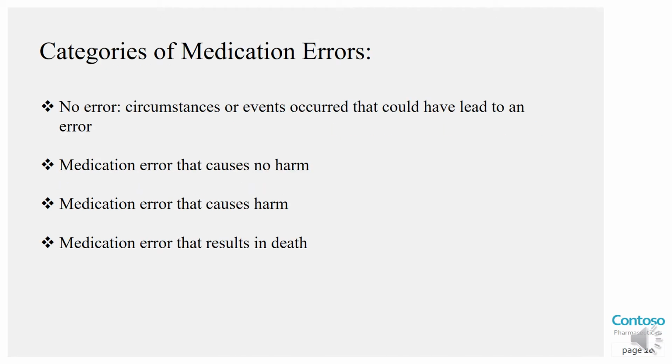So medication errors are considered to be any preventable event that could lead to inappropriate medication use or harm. There are categories for medication errors. The first one would be no error, although circumstances or events occurred that could have led to an error. So this is also a near miss event. Medication error that causes no harm, a medication error that causes harm, and a medication error that results in death.